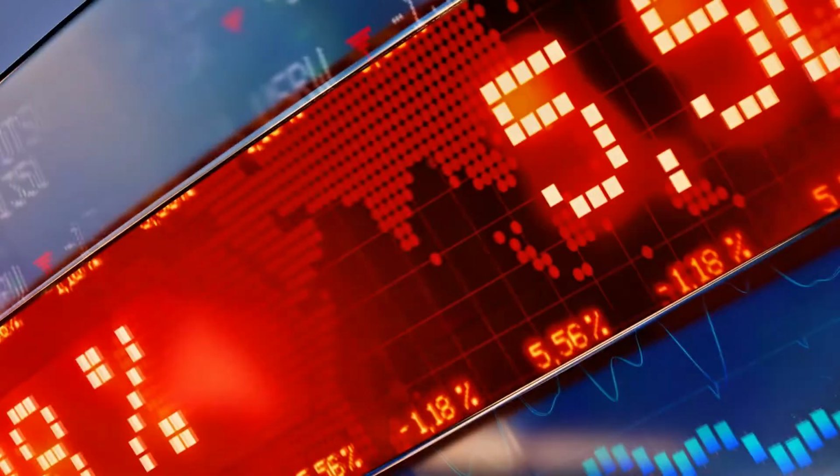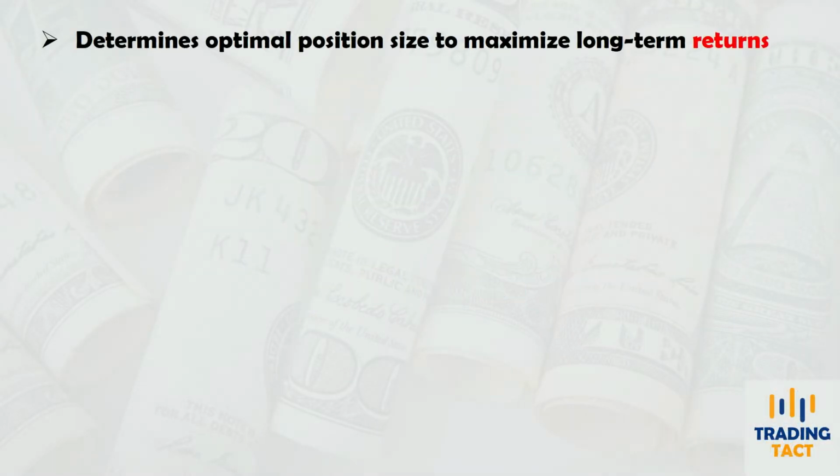The Kelly Criterion is a famous mathematical formula that attempts to maximize your long-term capital growth. Let's apply it to a euro-dollar breakout strategy and see how it performs. The Kelly Criterion is used to determine the optimal position size that will maximize your strategy's long-term returns.